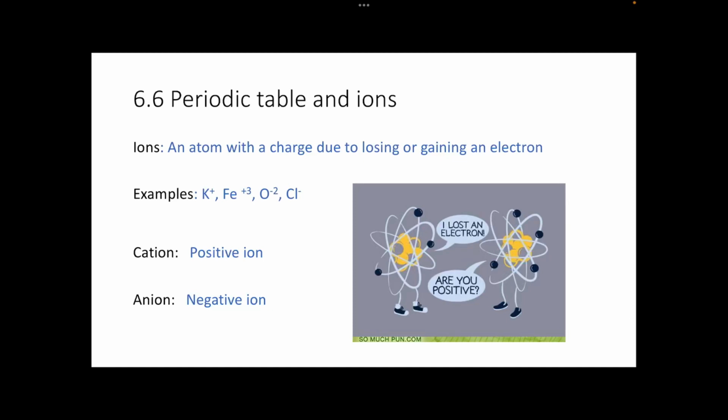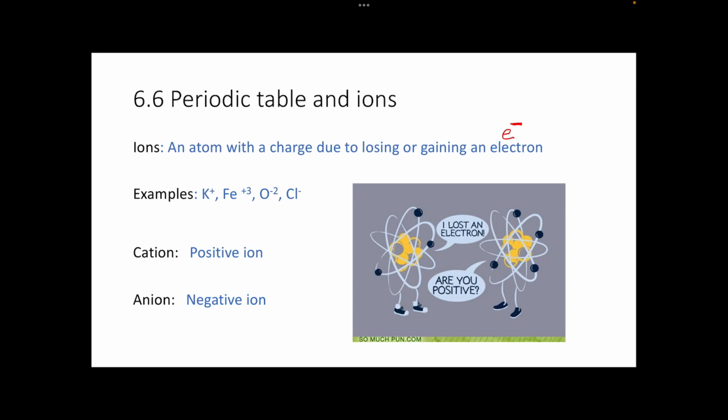Section 6.6, we're going to talk about the periodic table and ions. All right, so what is an ion? Well, an ion is an atom with a charge due to either losing or gaining an electron. If you remember, an electron has a negative charge. So if an atom gains an electron, like it would in some sort of chemical reaction maybe, then it would have a negative charge. If an atom loses an electron, then it would have a positive charge.